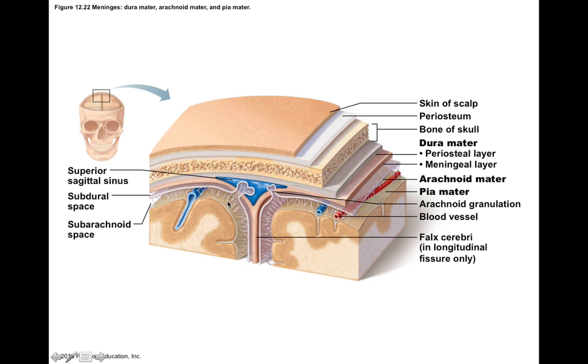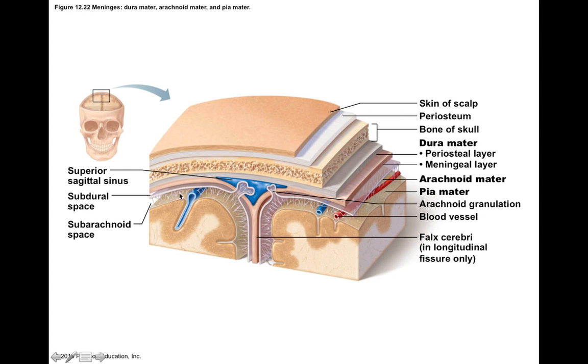So the places that CSF gets reabsorbed back into are these arachnoid granulations, or arachnoid villi, which are essentially protrusions of the arachnoid mater up into these dural venous sinuses. So cerebrospinal fluid gets reabsorbed back into blood. It's made from blood and it gets reabsorbed back into blood.